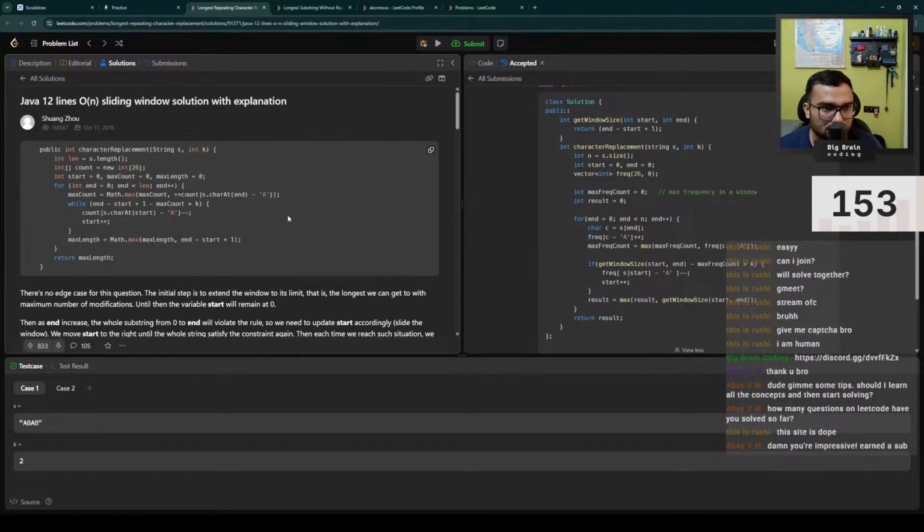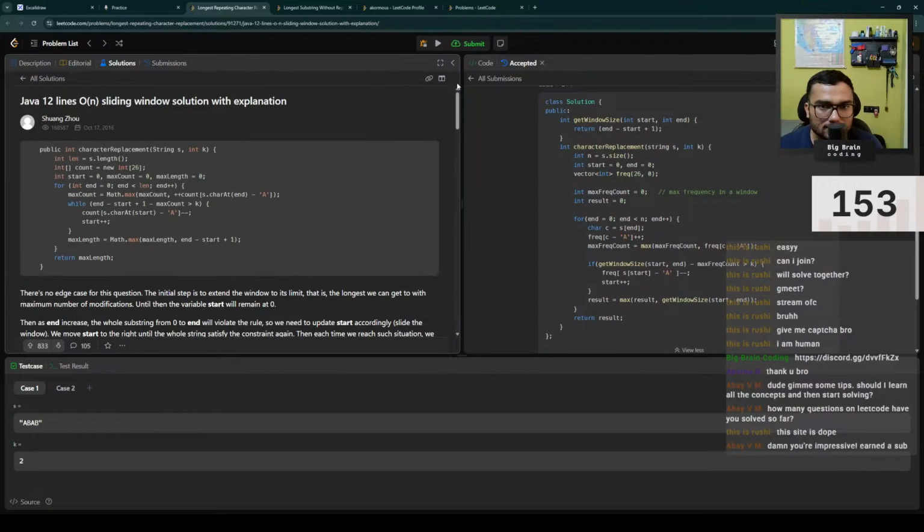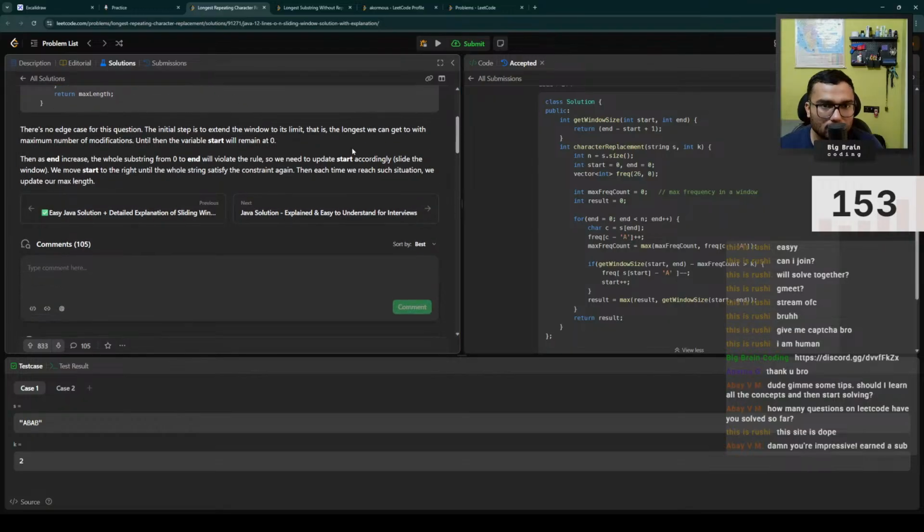Yeah, it's the same thing. The initial step is to extend the window to its limit, that is, the longest we can get to with the maximum number of modifications. Until then, the variable start will remain at 0. Then as end increases, the whole substring from 0 to end will violate the rule, so we need to update start accordingly. Slide the window: we move start to the right until the whole string satisfies the constraint again. Then each time we reach such a situation, we update our max length. Yep.